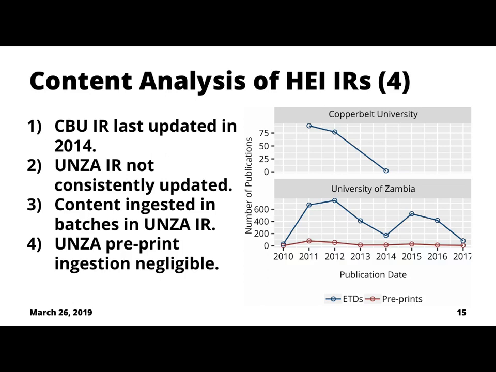What we also notice, and you can see this from the graph, is that entities like UNZA, for instance, are not really consistent when it comes to depositing content into the repository. As part of what we did with another group of fourth year students, we had them go to the library and conduct interviews with the unit that is concerned with this. And we discovered that there's virtually no self-archiving at UNZA, right?